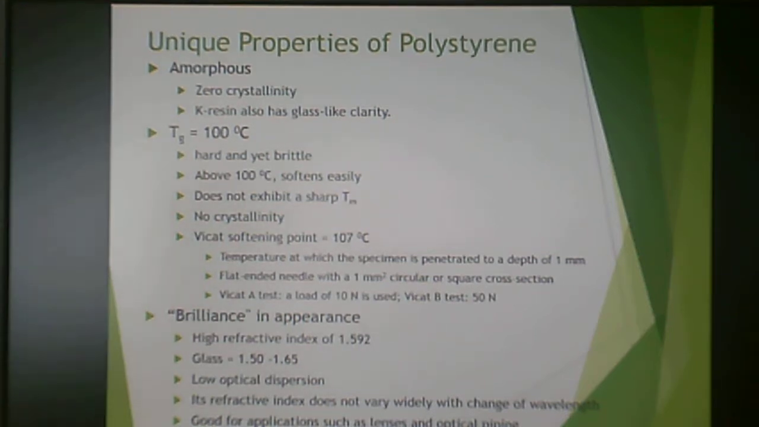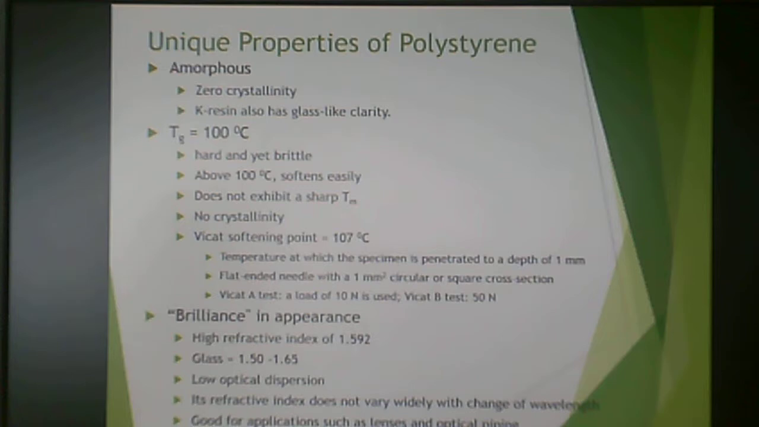When you talk about Vicat softening, the actual definition is the temperature at which a specimen is penetrated to the depth of 1 millimeter. They use a flat-ended needle with a 1 square millimeter circular cross-section, and you use a load of 10 newtons for a Vicat A and 50 newtons for Vicat B.